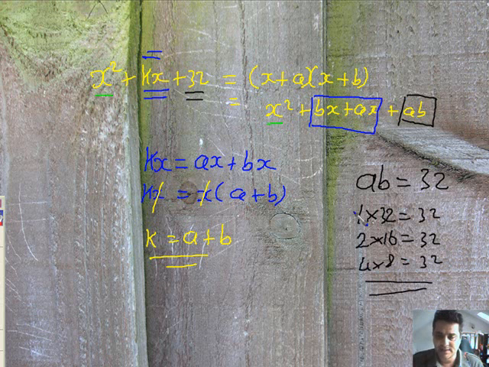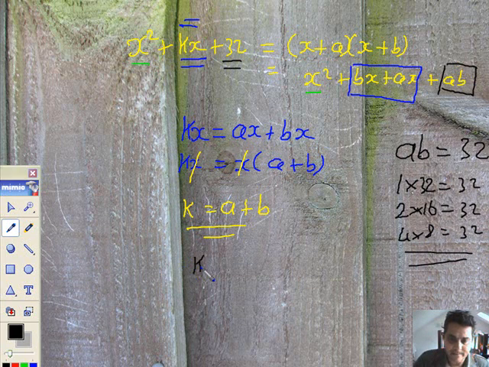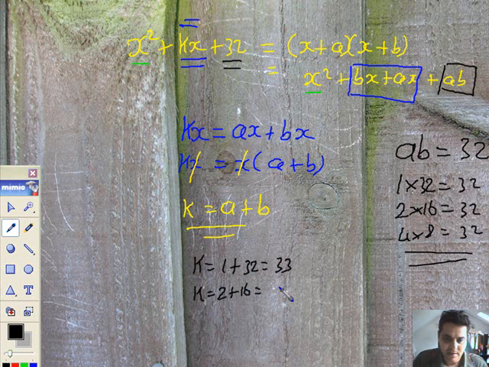So look, I can say my A is 1, my B is 32. So here I'm going to say K is going to be 1 plus 32, which is 33. Here I've got my A is 2 and my B is 16. Doesn't matter which way round it goes, honestly. So K is going to be 2 plus 16, 18.